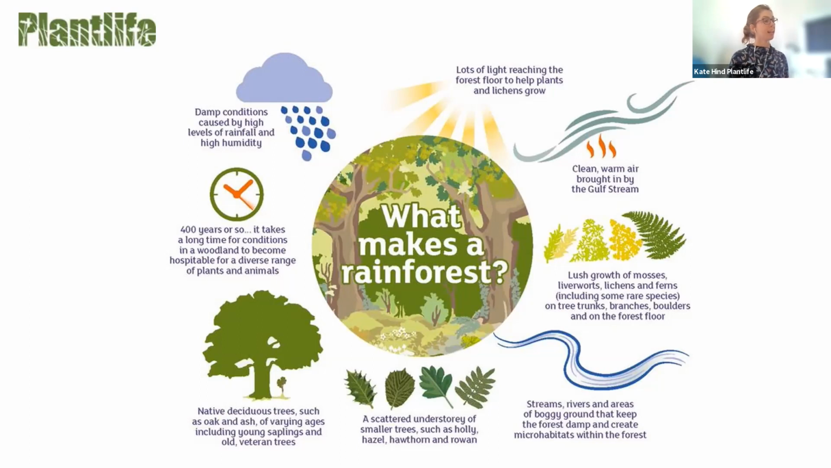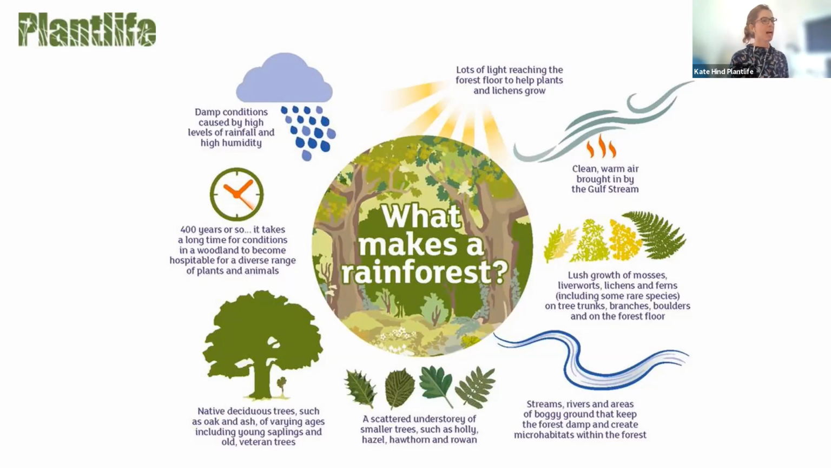We also need light that reaches the forest floor to help the plants and the lichens grow. So we need a really healthy rainforest that has gaps in the canopy where light can come down to the forest floor. And sometimes you go into woods where it's a really dense plantation and there's no light at all, and you kind of walk in and it's incredibly dark. And on the forest floor, there won't be any plants growing at all because the light just can't penetrate through.